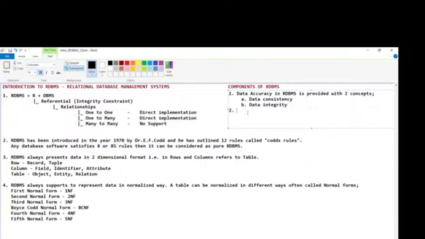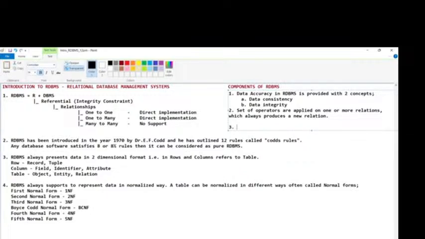Okay, now next part I'll say. Second part: a set of operators are applied on one or more relations, which always produces a new relation. Yes, this is the second point I wrote. Second point, what is it? Operators.